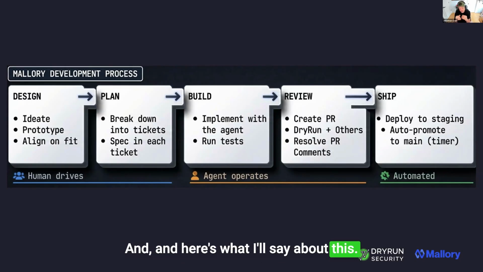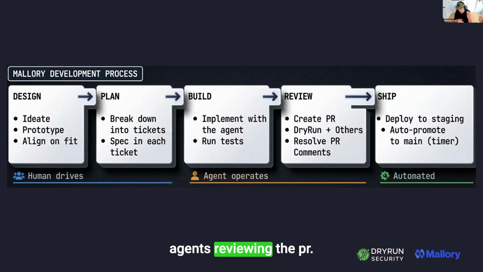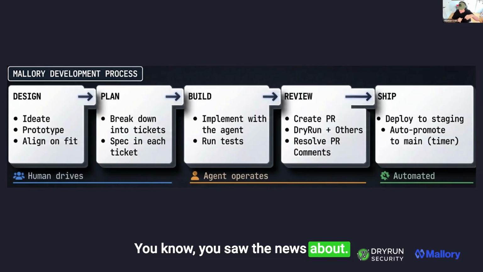And here's what I'll say about this. I'm for more agents reviewing the PR, not less. You saw the news about Anthropic coming out with a security agent. Great. At this point, I can't get enough feedback on these things. And Dry Run is the only one that really brings a deep security perspective at this point. And it's so much better than everything else. It's just worth calling out.